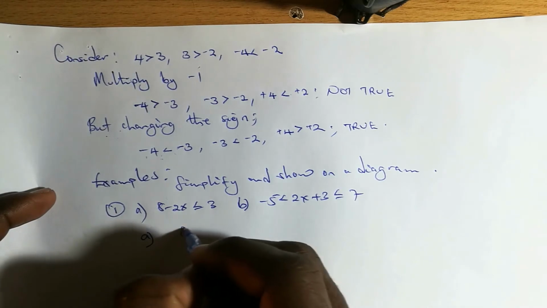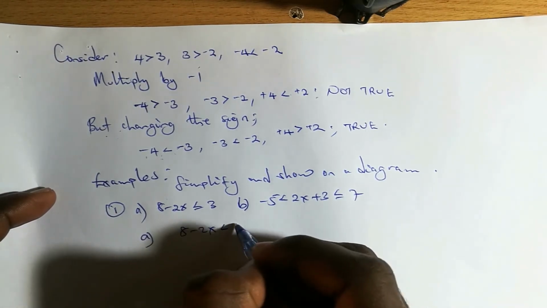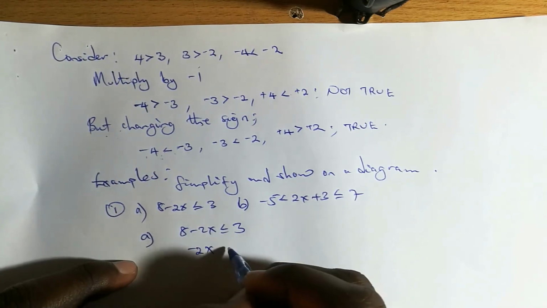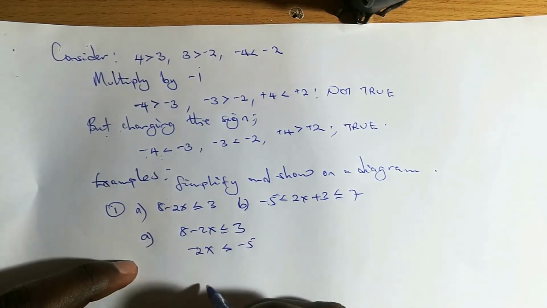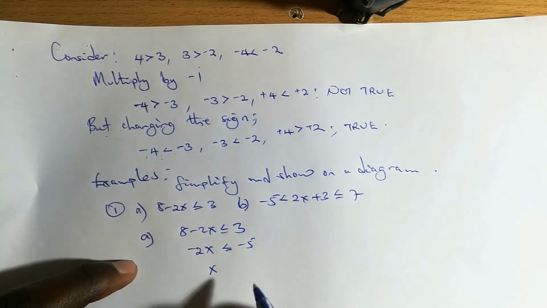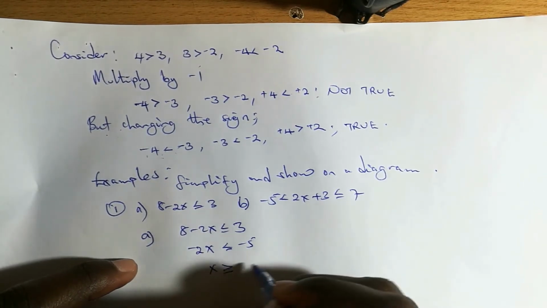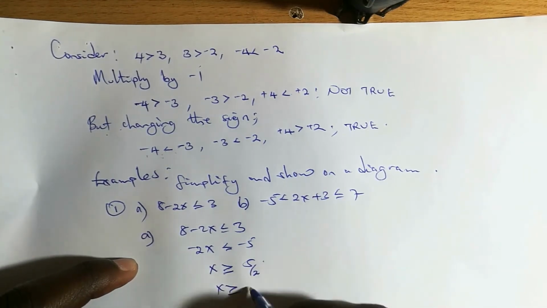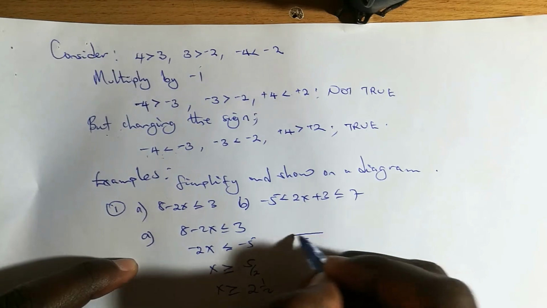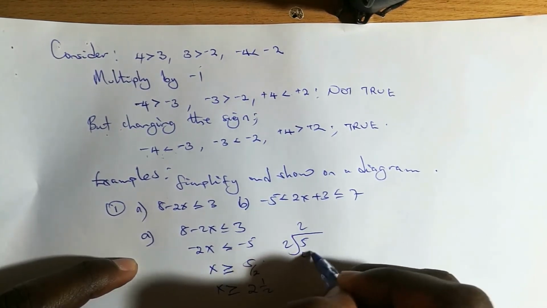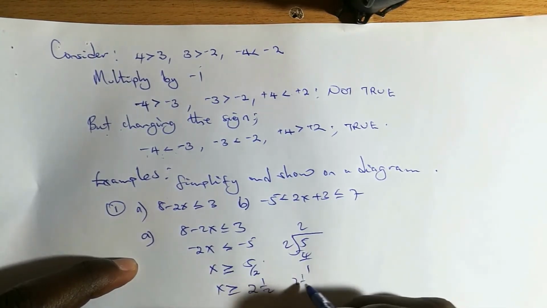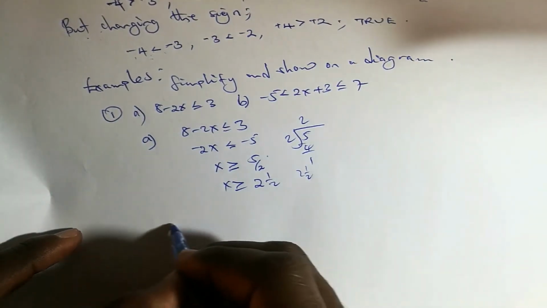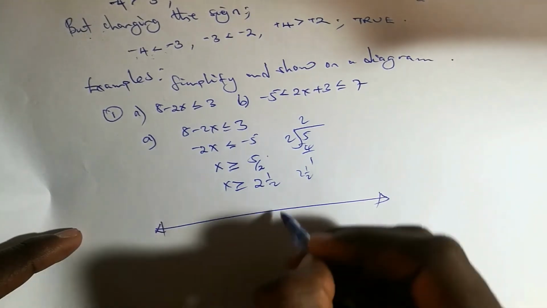For the first case, we have 8 minus 2x less than or equal to 3. Remove 8 from here by subtracting from both sides, equal to -5. So that here, if we divide throughout by -2, we're going to change the sign to become x greater than or equal to 5 over 2, and 5 over 2 is the same as 2.5. If you see from here, 2 goes into 5 two times, 4 here, remainder 1, so 2 whole number and 1 over 2. And on a number line, we can show that diagrammatically.